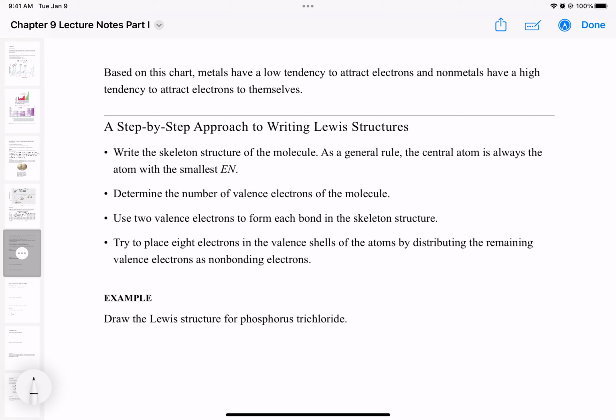All right, and then lastly, so that's what I meant by the lone pairs. We try to place 8 electrons in the valence shells of the atoms by distributing the remaining electrons as non-bonding electrons. So that's what I mean by lone pair of electrons. They're non-bonding, so they're not involved in bonding, but they're there to maintain the octet for all atoms involved.